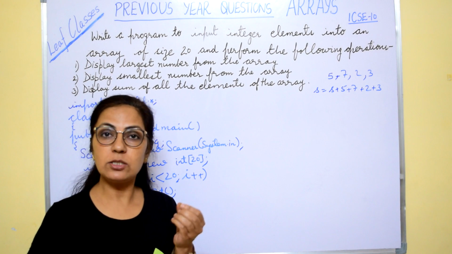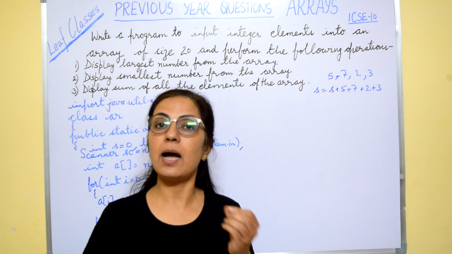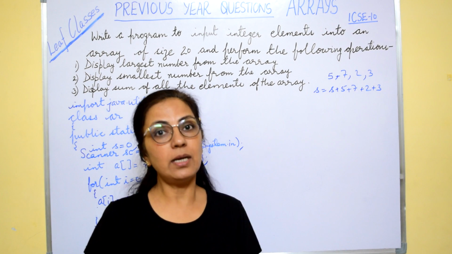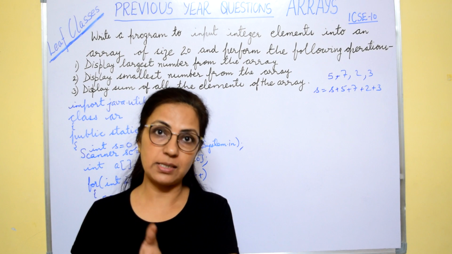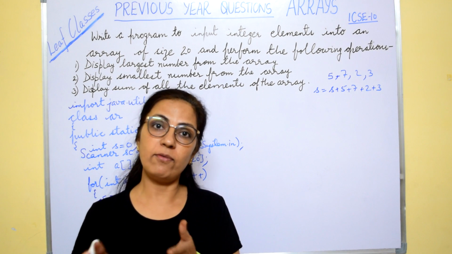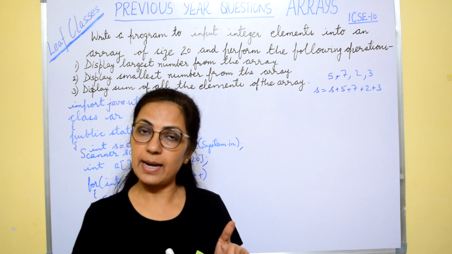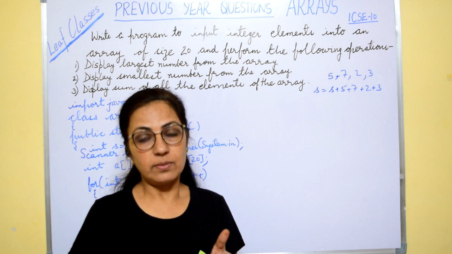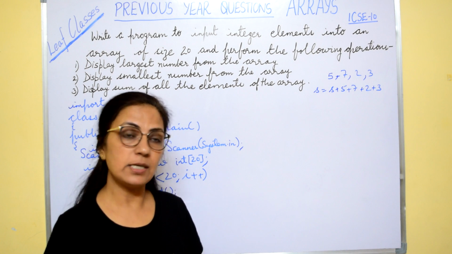So we will assume that the first number the user has entered is the highest also, and it is the lowest also. And when you are reading the next element onwards, every time you will compare whether the next element is more than the largest, then change the largest value. If it is smaller, then change the smallest value.